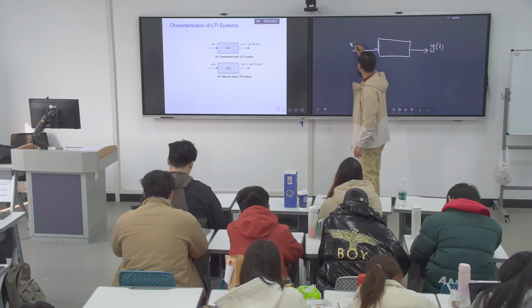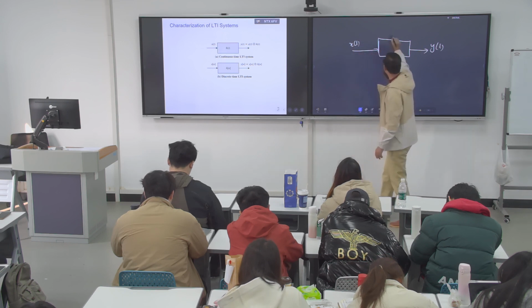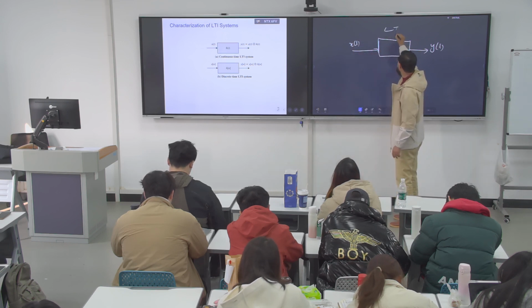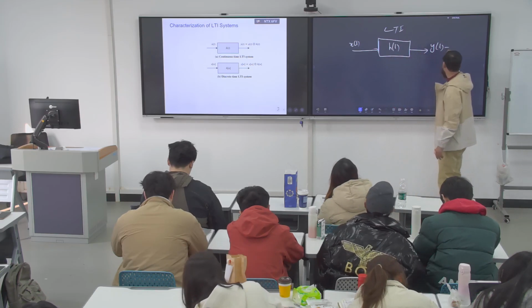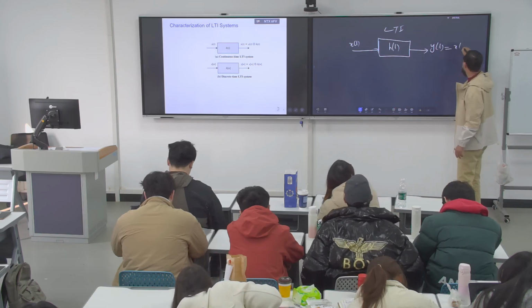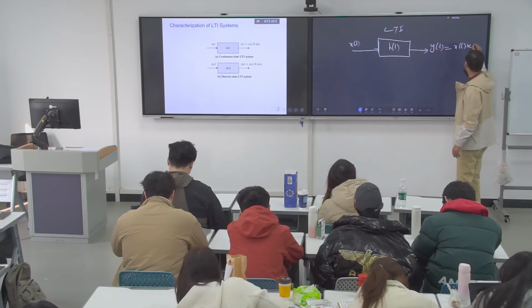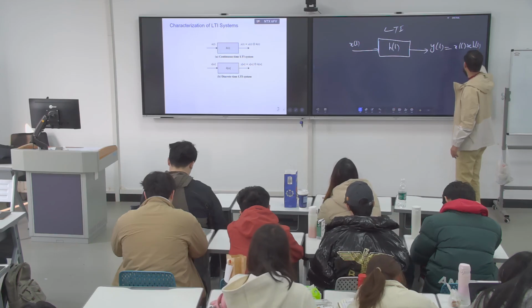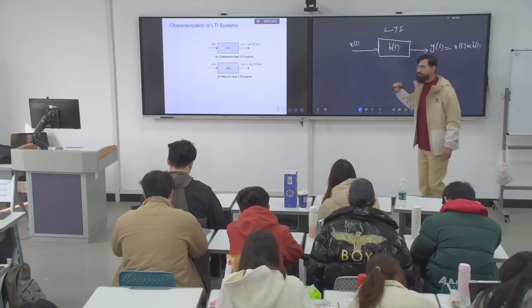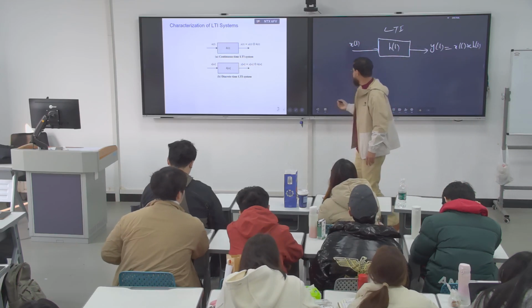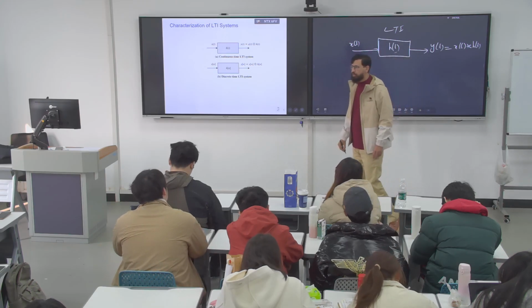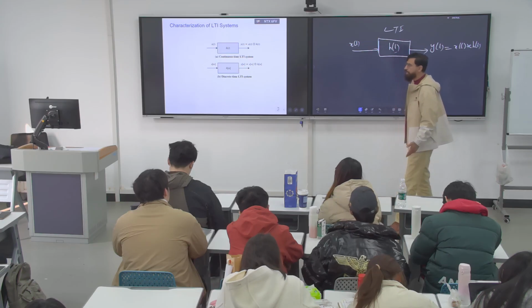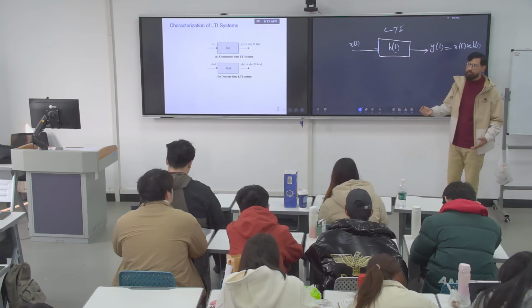If you remember from your Signals and Systems one, here is my input x of t. If I say this is an LTI system, then that means it has h of t inside. Here I am getting x of t convolved with h of t. That is the output of an LTI system. Now the question is, what is this h of t of an LTI system? What does it mean? What is it doing?